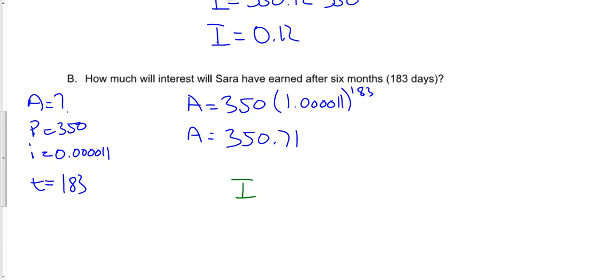Again, if I want to figure out how much interest she's actually earned after 6 months, I would do my formula for interest. So I is equal to A minus P. A is going to be 350.71. P is 350. So the amount of interest that she's earned after 6 months in the bank is 71 cents.